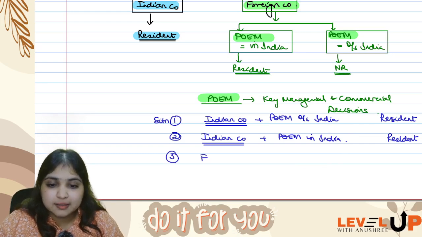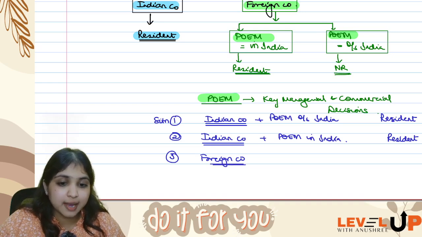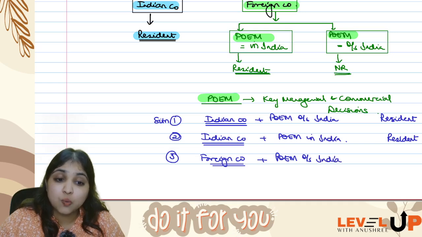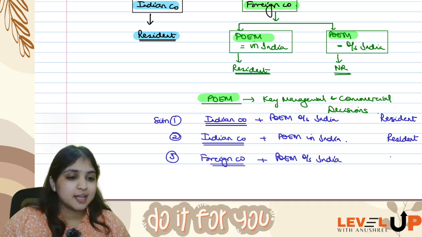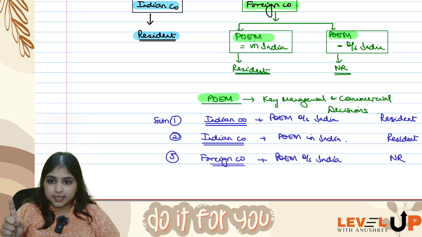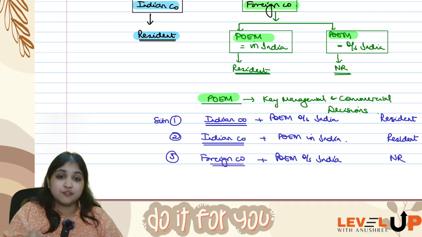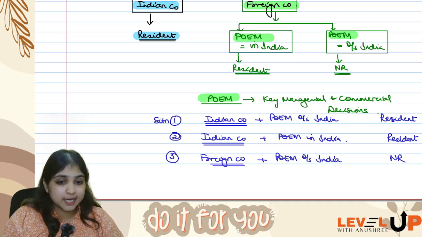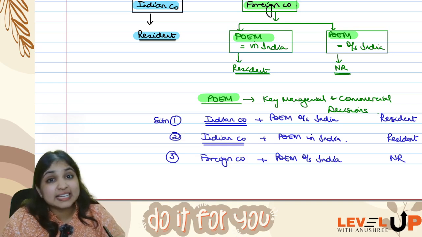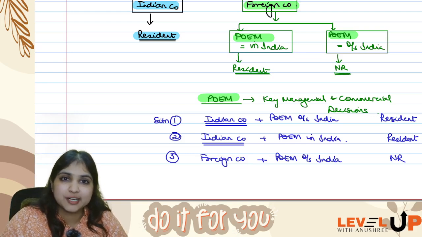Situation number 3. This time my company is a foreign company. If it's a foreign company, I'll check where the place of effective management is. Place of effective management happens to be outside India. Now, what is the residential status of the company, guys? This company is going to be a non-resident. Why? Because number 1, it is not an Indian company. And number 2, if it's a foreign company, its POEM is not in India. Its place of effective management is outside India. So neither is it an Indian company, nor is the place of effective management in India. Therefore, it is a non-resident.